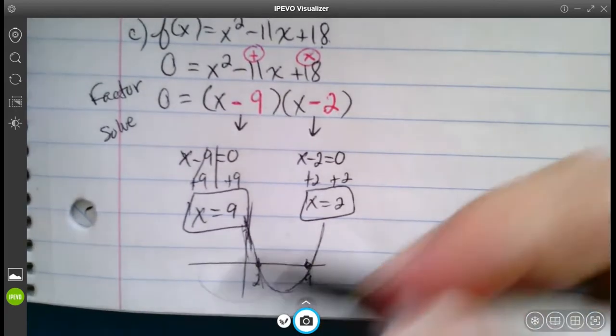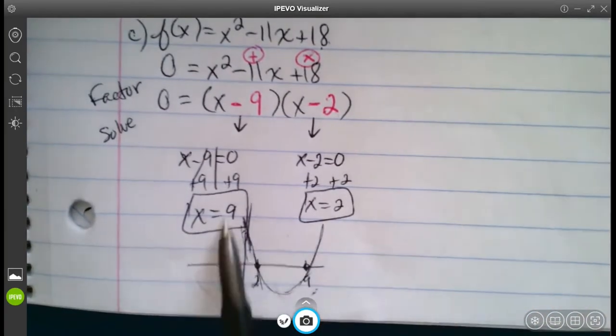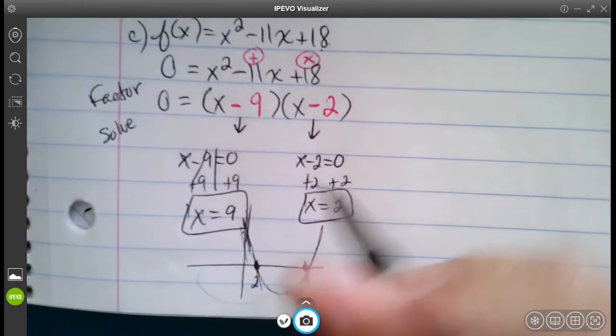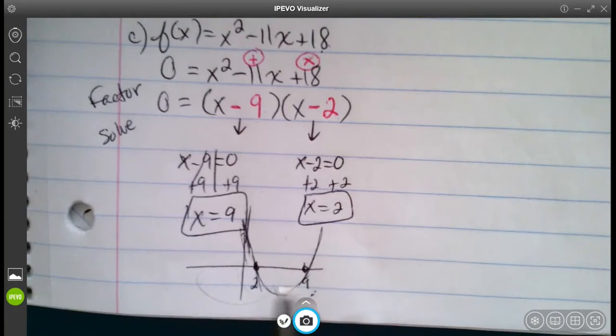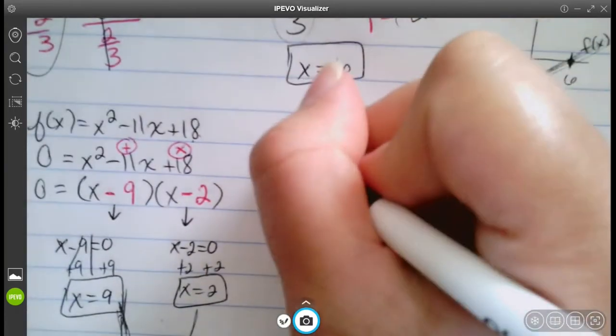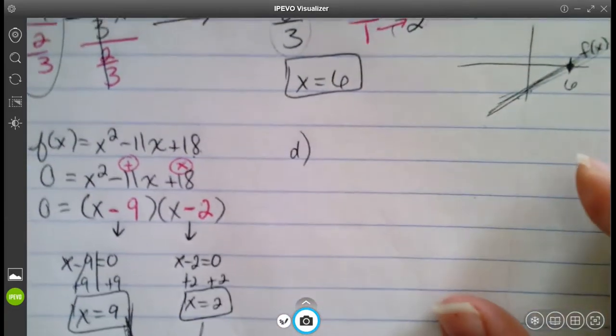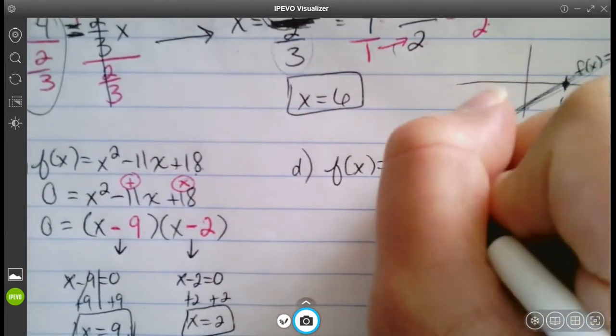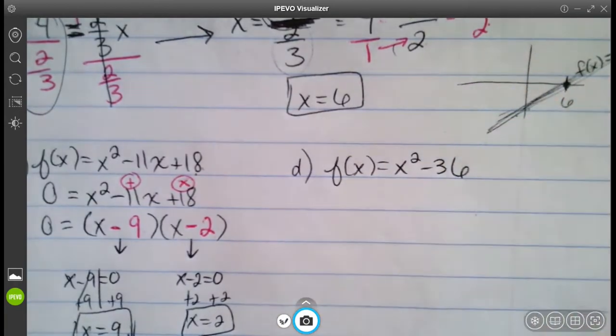I'm trying to relate it because you're going to see this later in the future. But these are the x values where f of x is equal to 0, or where it crosses the x-axis. We have one more, and I'm going to do it right here, right next to it, because we have a little bit of room. And this one is f of x is equal to x squared minus 36.